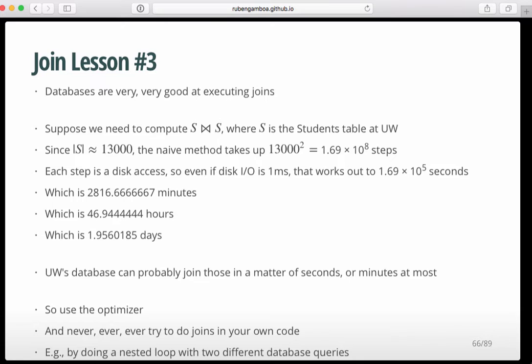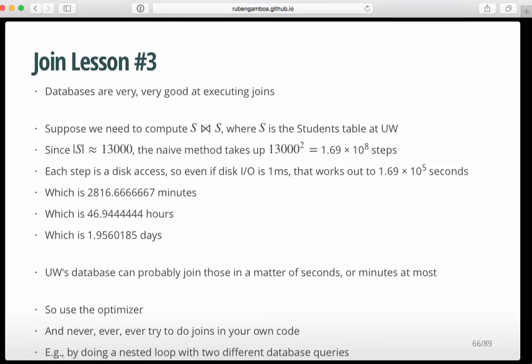Okay, another lesson. Databases are really, really good at executing joins. In fact, if you look at the database literature, say from the late 80s throughout most of the 90s even, the literature was almost entirely about how do we make joins fast, okay? If you wanted to publish, that's what you wrote about, okay? So they spent an awful lot of time and effort in figuring out how to do this. Now let's see how to do it, okay?